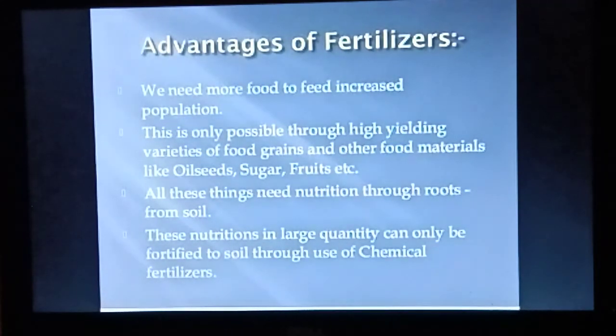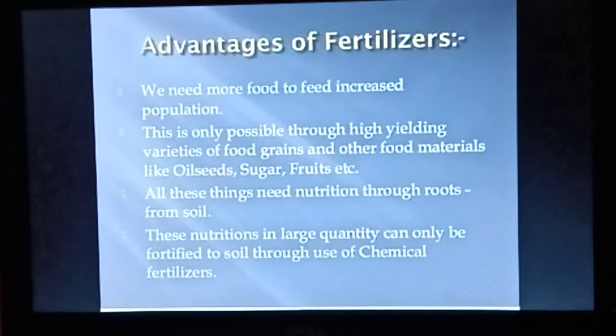Now we come to the second part. This is only possible through high yielding varieties of food, grain and other food materials, like oil seeds, sugar, fruits, etc. So that we have to take much of the grains, and we can yield it at one time and use these fertilizers to yield them, such as oil seeds, sugar and fruits, etc.